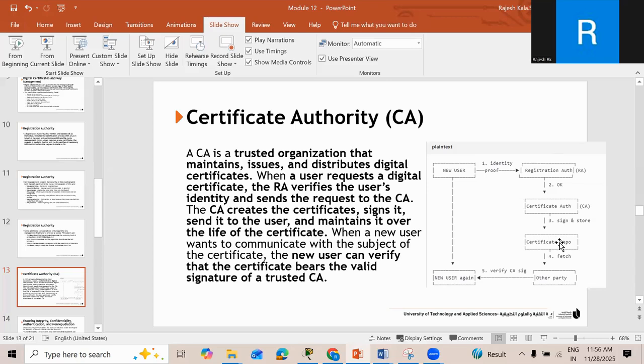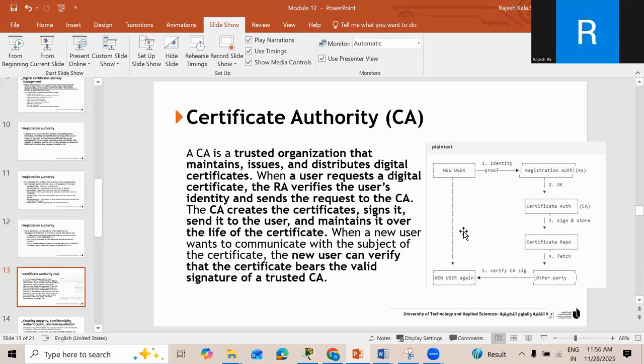Whenever the user wants to communicate using a certificate, or the other party, whoever wants to communicate with the user, will fetch the certificate of the user and verify the signature. Then the communication is successful.